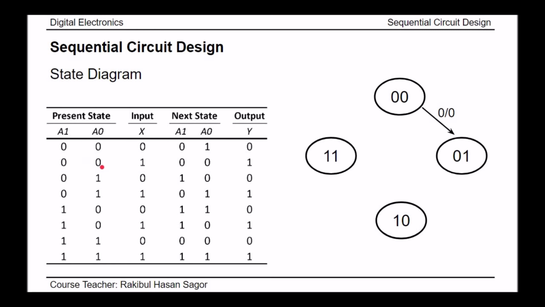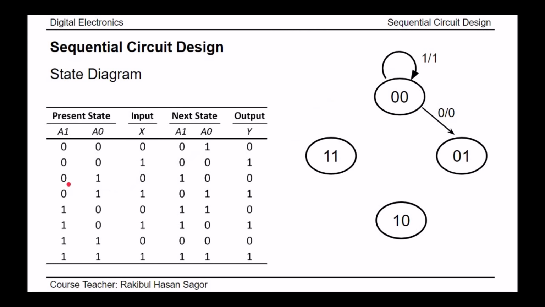If the present state is 00 and the input is 1, then the next state will be 00 and the output will be 1. How is it represented? If the present state is 00, if the input is 1, the next state will also be 00 and the output will be 1. How can we represent that? We will represent that if the present state is 00, the next state will be 00 if the input is 1, and in that condition the output will be 1. So this line has been represented graphically.